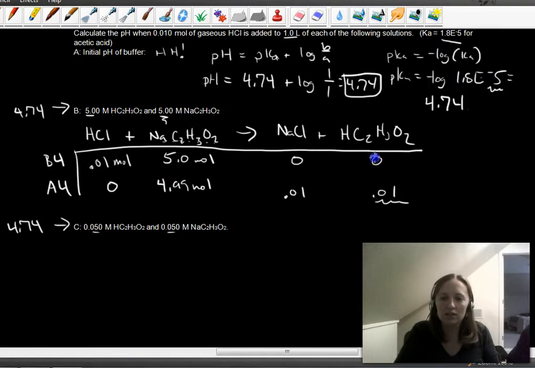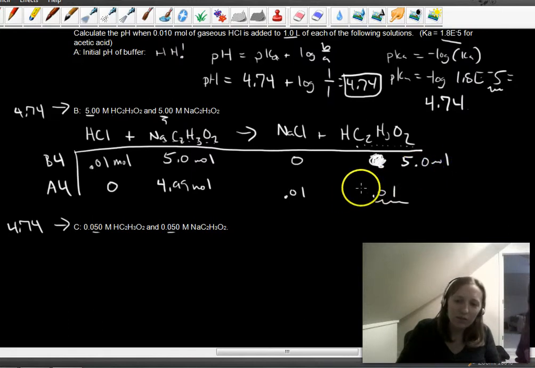And so what we have is this for our acetic acid. And actually, no, sorry. How much acetic acid? You were wondering. You're just sitting there wondering how much acetic acid is there at the beginning. 5 molar. So 5 moles. Okay. That makes more sense.